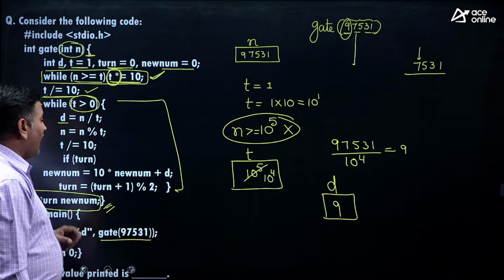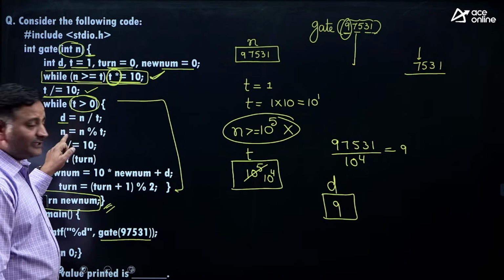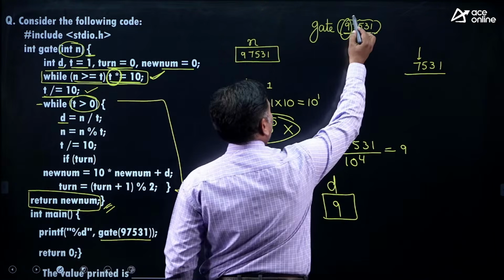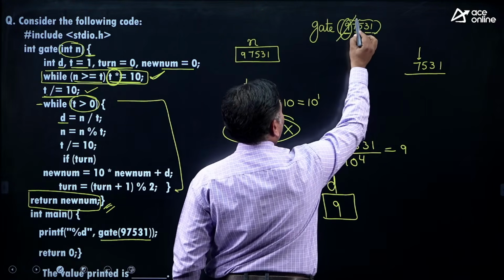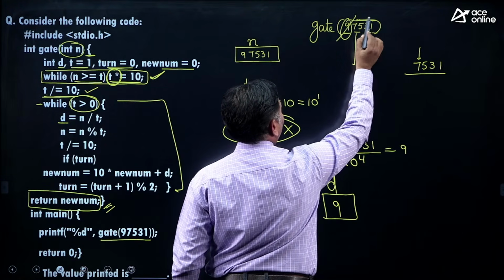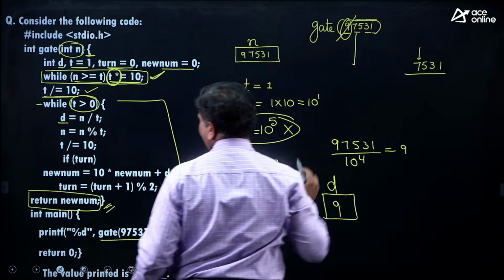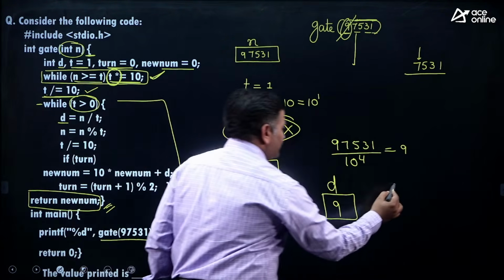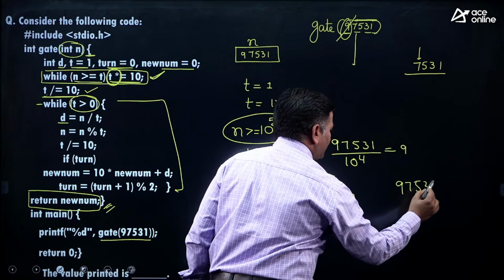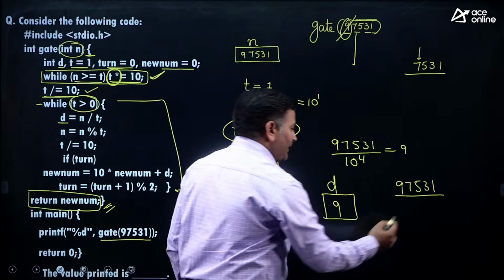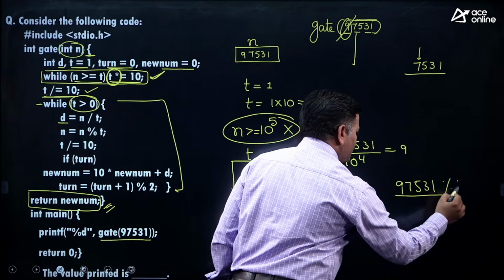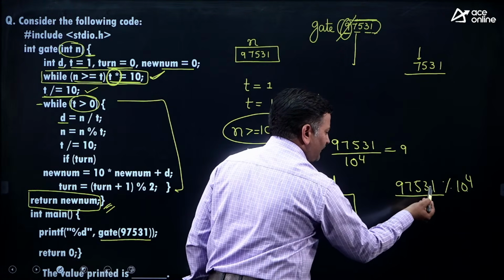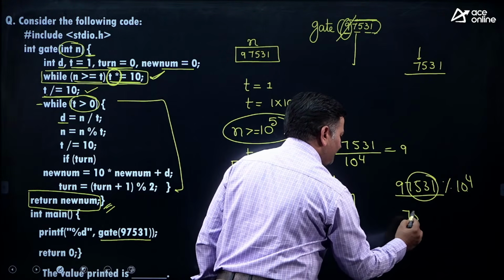t is equal to t by 10. And by the time, n is equal to n mod t. So what is the meaning of n mod t? After extracting 9, we have the remainder part equal to 7531, right? How do I get 7531? Simply we can apply n is equal to n mod t. For example, 97,531 mod, the modulus operator, 10 to the power of 4. So it is 10,000, you apply it here on 97531, and the remainder must be equal to 7531.